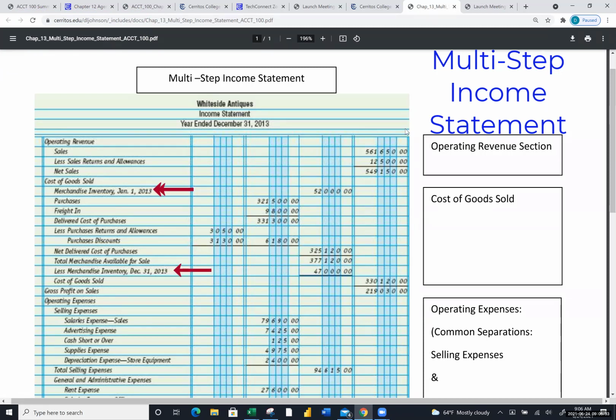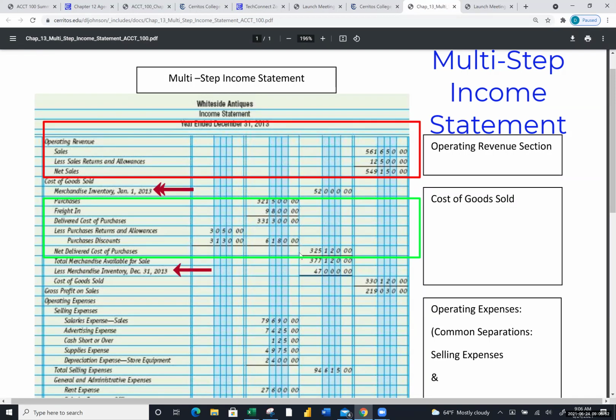We've been working on these chunks since class started. The chunk that I'm circling with my cursor is what we learned in chapter 7, how to compute net sales. The chunk that we learned on the buying side of the house in chapter 8 is right here. I'm circling it with my cursor. It was called net delivered cost of purchases. In fact, I think you guys had that on your last test.